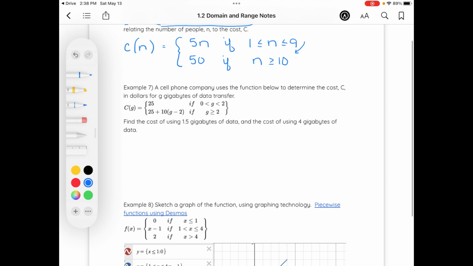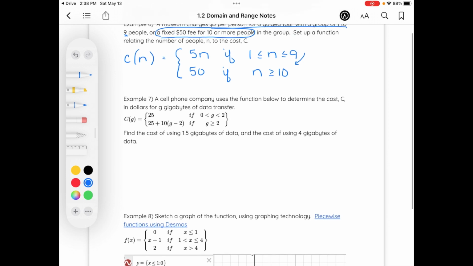Now let's put this in action. So if I'm given a piecewise function below, determine the cost in dollars for gigabytes. So how many gigabytes I have will depend upon which of these functions I will utilize. So if I have 1.5 gigabytes of data, 1.5 falls in my first function. Therefore, if I have 1.5 gigabytes, I'm just going to be charged a straight $25.